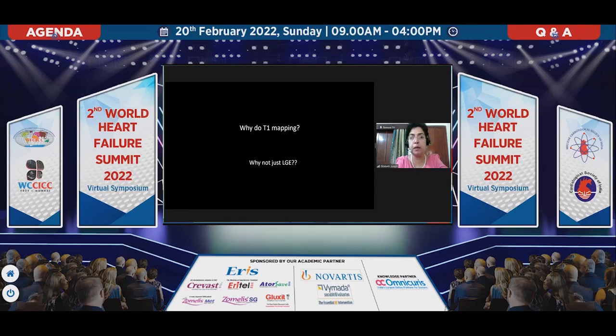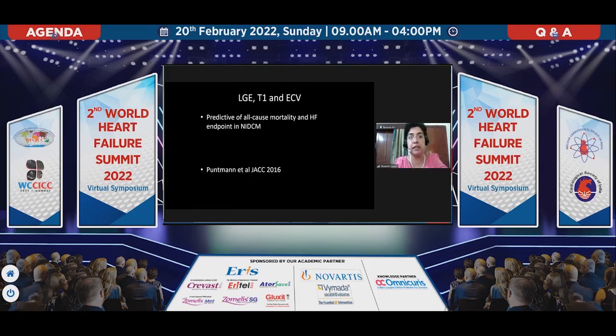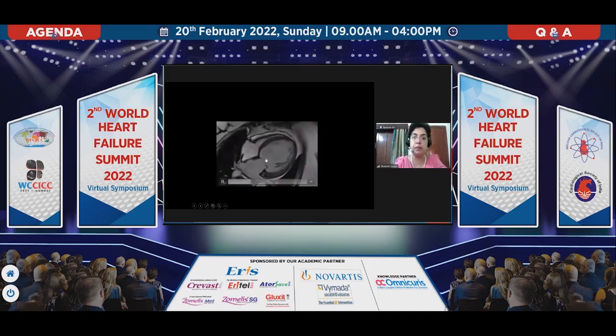So why do T1 mapping? Why not just LGE? Because LGE can only pick up focal processes, it cannot identify diffuse processes like T1 can do. Now, LGE, T1, and ECV are predictive of all-cause mortality as well as heart failure. And this was published in JACC. We move on to a few cases to illustrate what I was trying to say. So this 63-year-old female presented with dyspnea on exertion, and her cath angio was normal. This is the 4-chamber cine sequences.